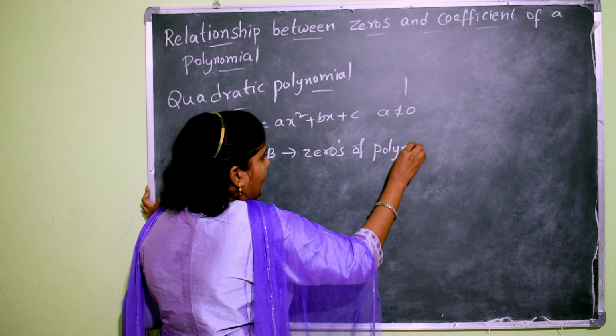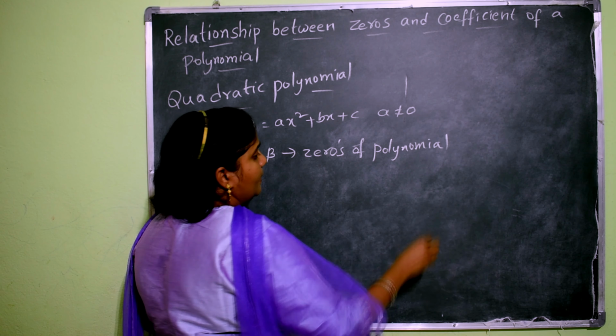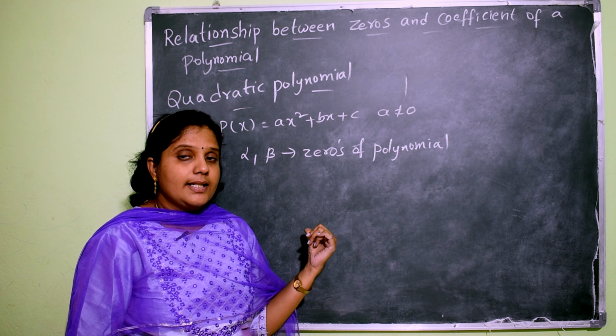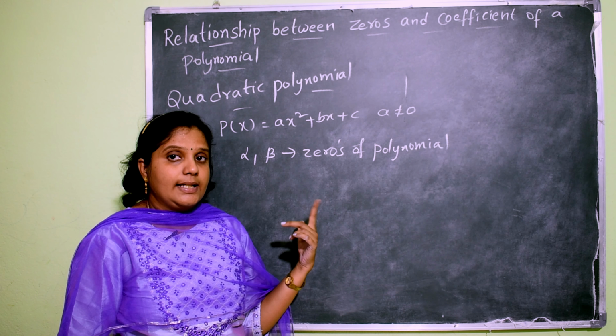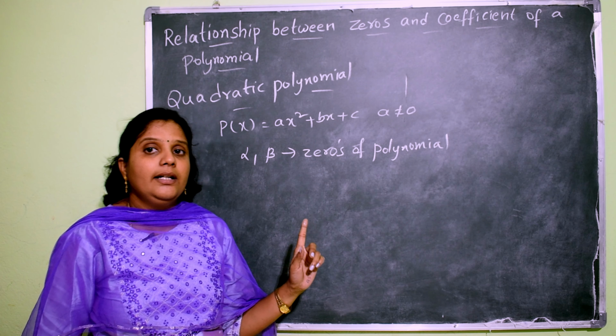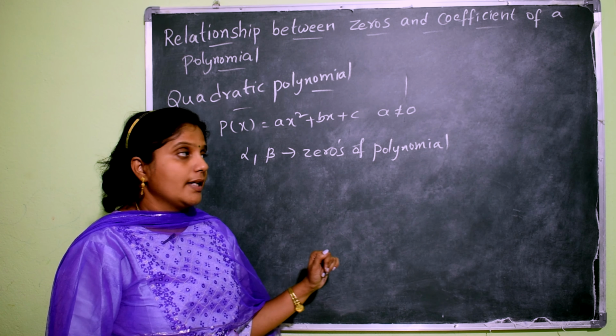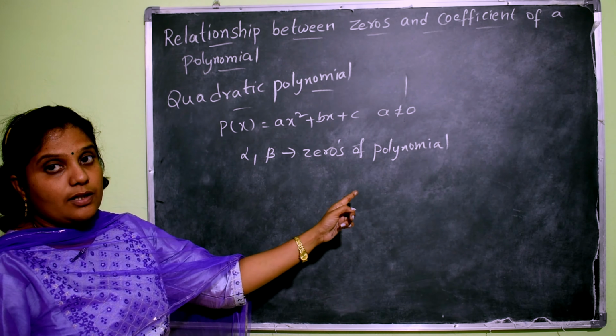For a linear polynomial, how many zeros will be there? Only 1. There we discussed alpha is the zero of the polynomial. Since it is a linear polynomial, it has only 1 zero. Since it is a quadratic polynomial, it has 2 zeros. So alpha and beta be the zeros of the polynomial.